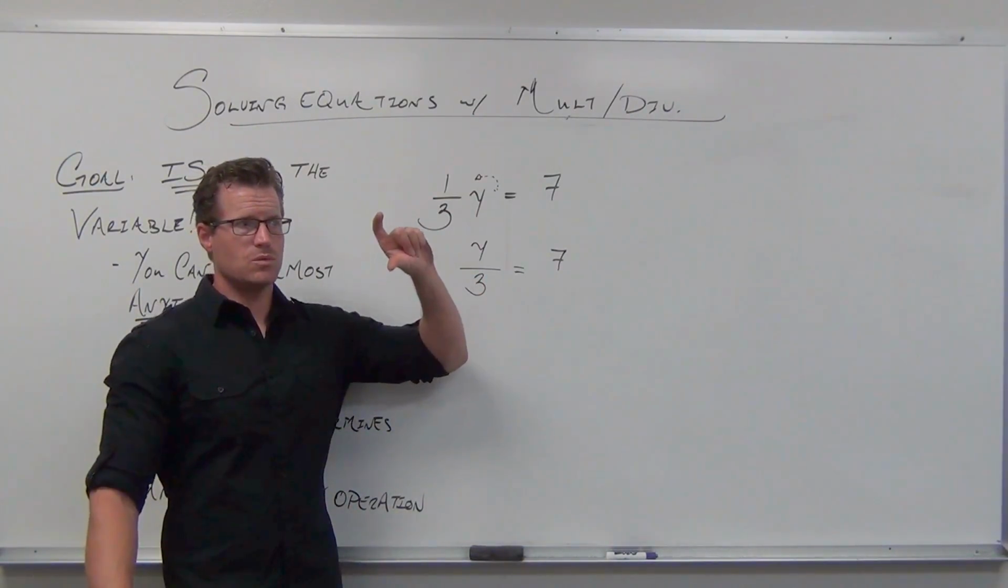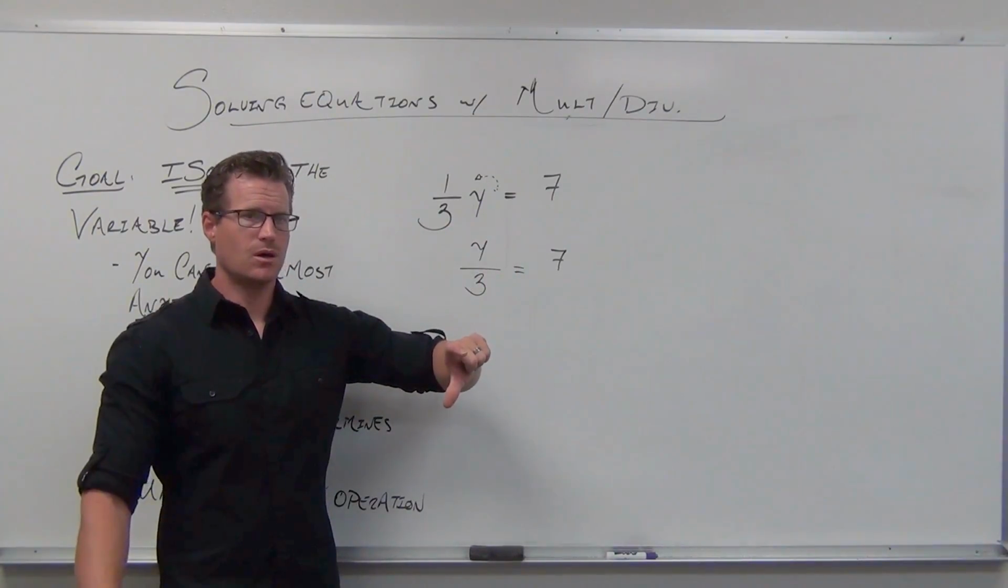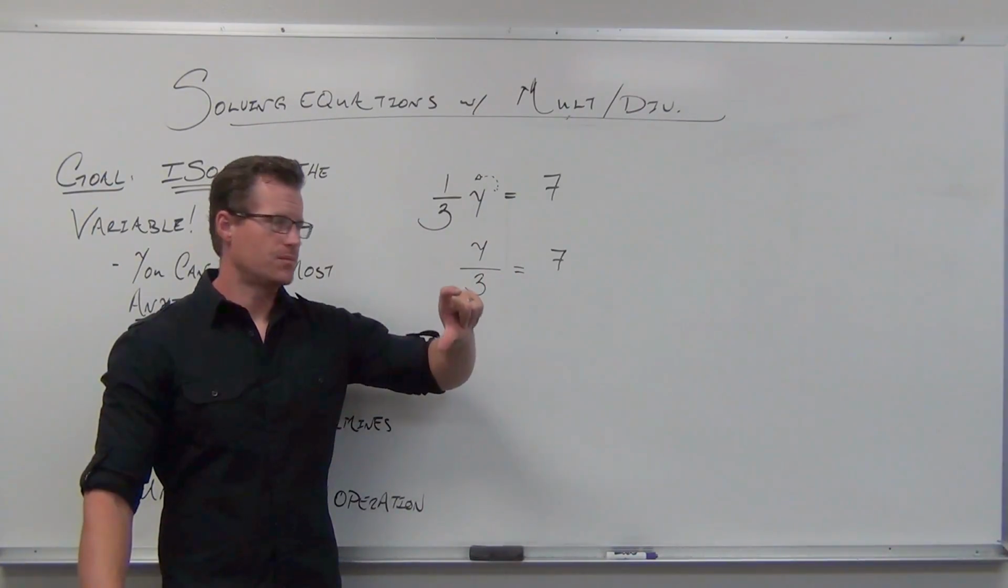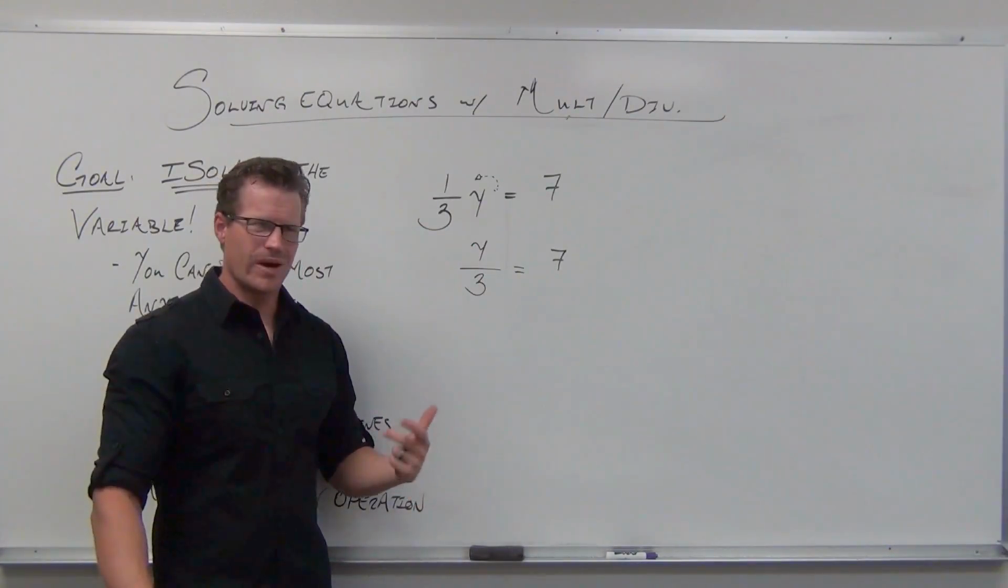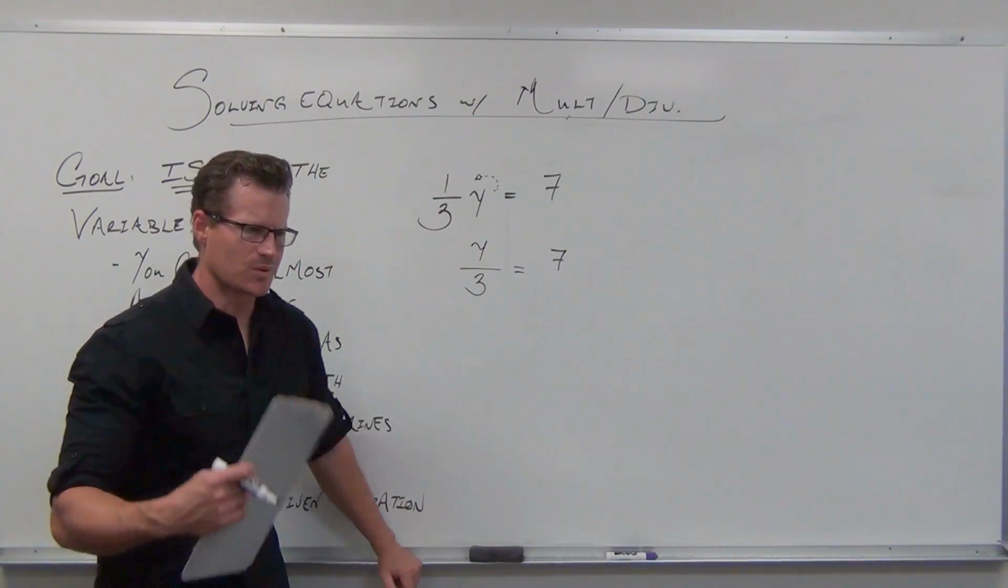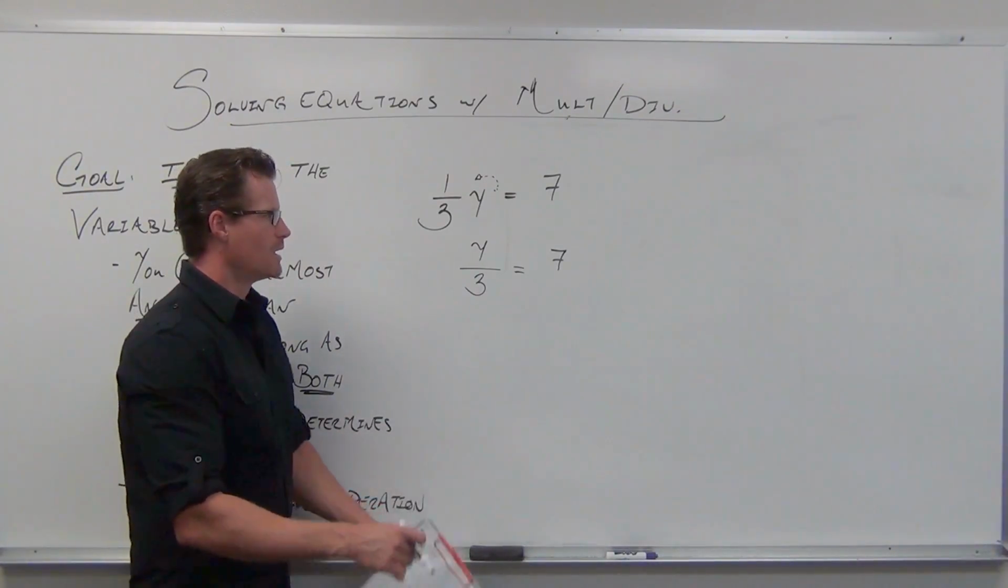Now, hopefully it makes sense to you. If you undo multiplication with division, we should be using multiplication to undo division. Now, how's it work? Because before we were trying to get 1, so let's look at that for a second.